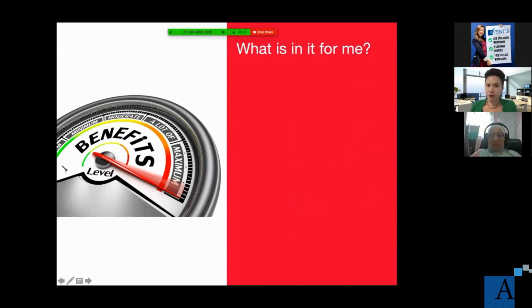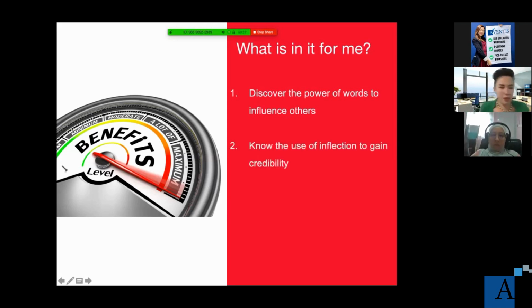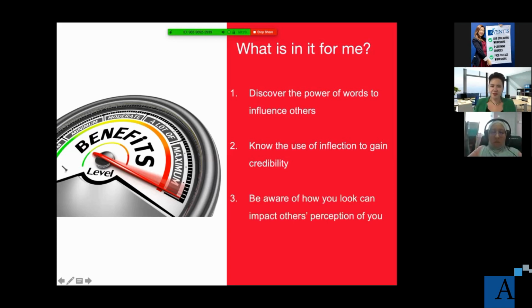Communication models, which I'm going to share, we all know. But in between, to make it more refreshing and insightful, I would add stories from different parts of the world. So big picture, what is the power of words? What kind of words can you use to influence others that you could actually make or break a whole relationship, right? And you want to know the use of inflection. Inflection is how do we vary the emphasis on certain words to gain credibility. And the third one is be aware of how you look can directly impact how others perceive you.